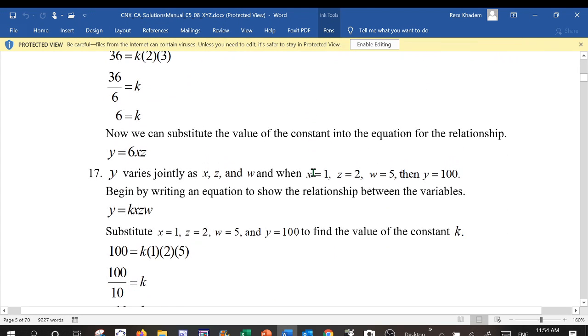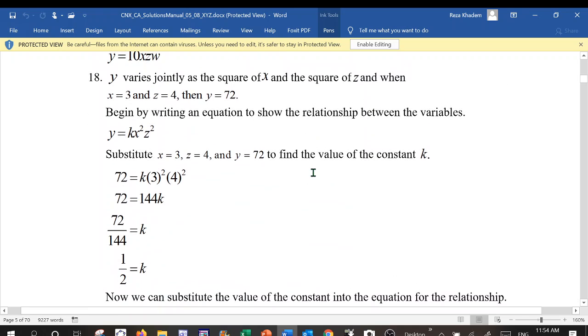All right. Let's do a few more. What about, let's do number 18.